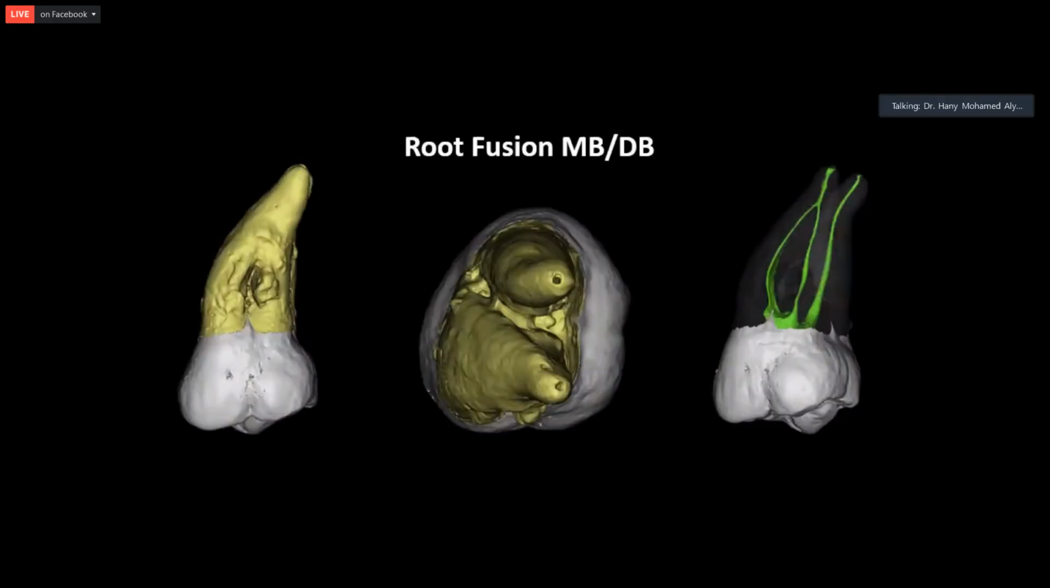Sometimes we also have different types of fusions of these maxillary molars, such as this example of a fusion between the mesiobuccal and distobuccal roots, and then the canals are also fused, forming 2 to 1.